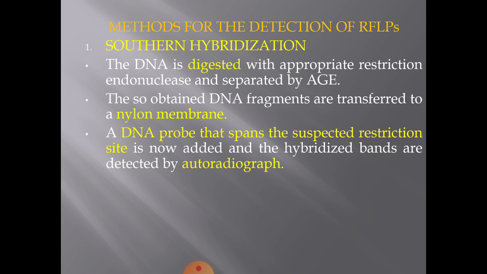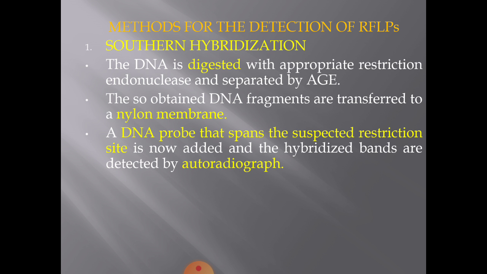So what you will do, you will take the DNA, digest it with appropriate restriction endonuclease, and then you will subject it to agarose gel electrophoresis. You will get so many DNA fragments that you will transfer to a nylon membrane. And then you will add a probe that spans the suspected restriction site. And hybridization takes place. And these hybridization bands, normally in southern blots, are detected by another technique called autoradiograph.